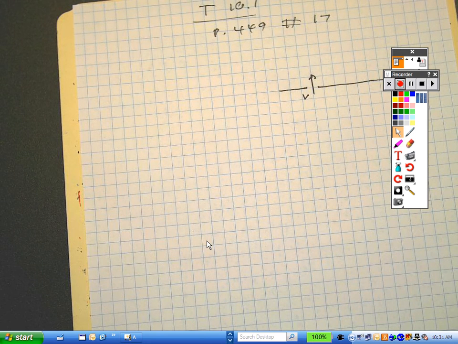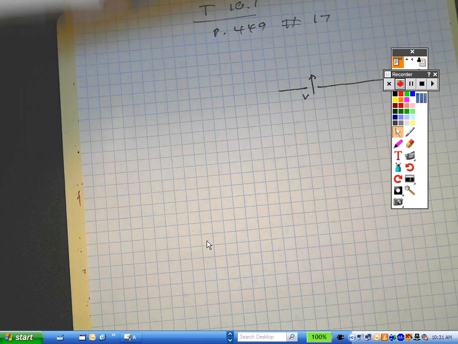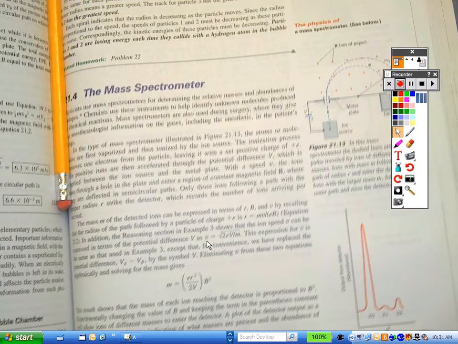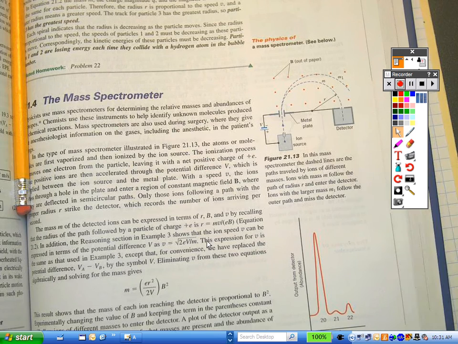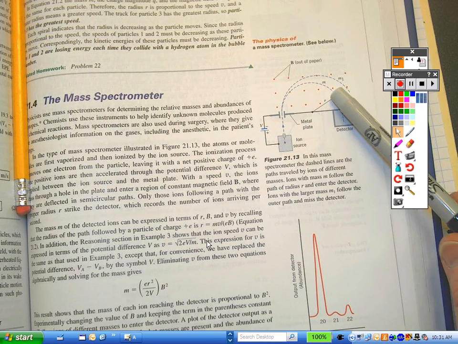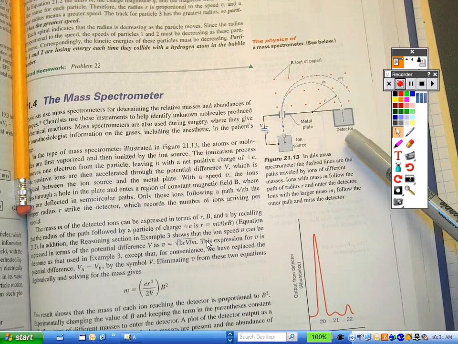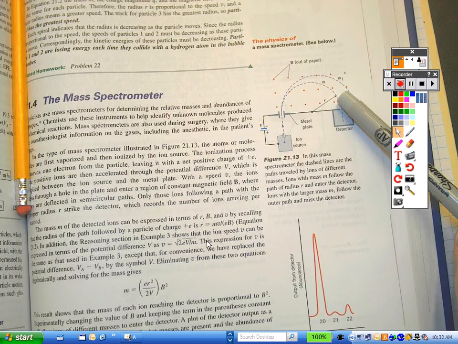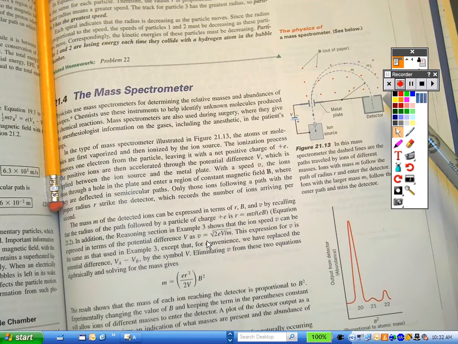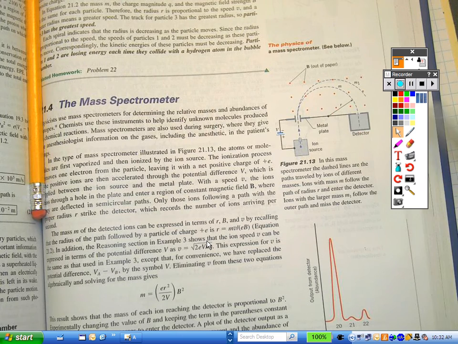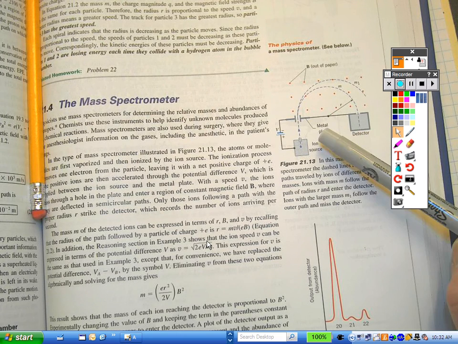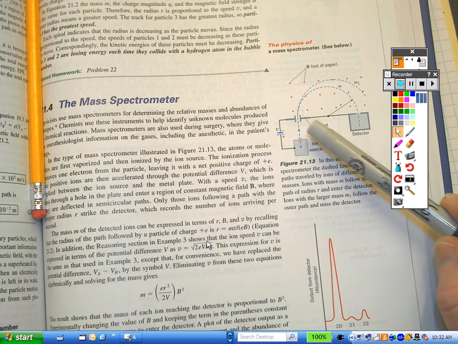Now, when you look at this problem, the problem doesn't say which direction the magnetic field is. That's because there is a section 21.4, about the mass spectrometer. So the authors are assuming you would look back here and see, for a mass spectrometer, the magnetic field would be, in this case, out of the paper. So if you look at this, you can see exactly the kind of diagram that will help you very much to know what's going on.